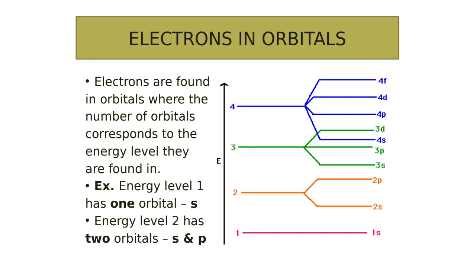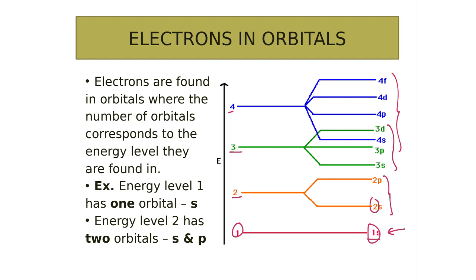As we look at each energy level, there is a correlation between the energy level number and the number of orbitals that exist. In your first energy level, you only have one orbital. In the second energy level, you have 2 orbitals. In the third energy level, you have 3 orbitals. In the fourth energy level, you have 4 orbitals. So you're going to notice the number corresponds to the energy level that the orbitals are in.